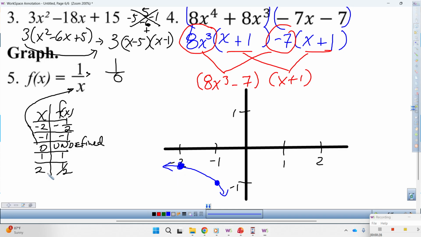Let's go to the top right. +1, +1, right there. And 2 and 1/2, and you graph your curve, and there you go. Once again, those are rational functions. We're about to get into that pretty soon. All right? Pretty good, yeah?